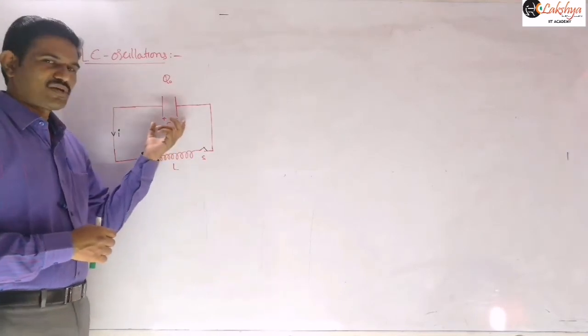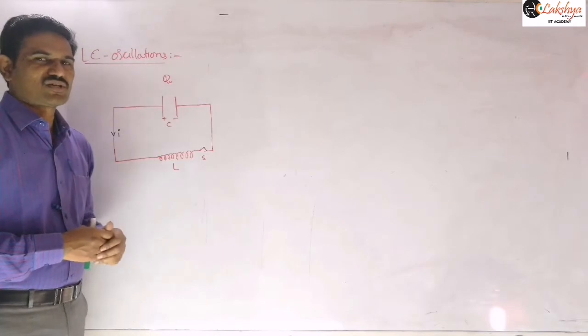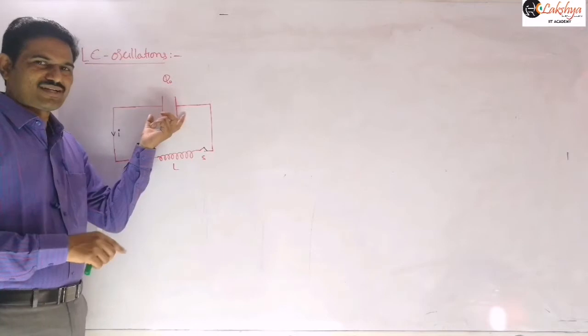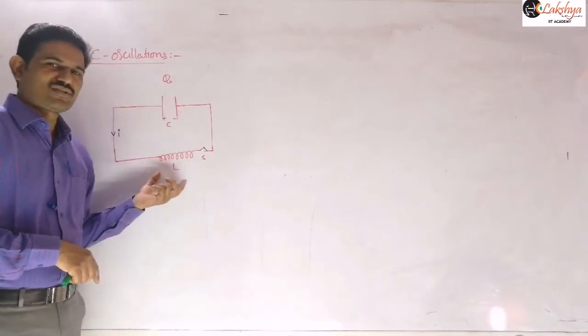So the charge on the capacitor is 0, then the potential difference across the capacitor is 0. Then what will happen is, here the potential and charge are 0, but here a potential difference is there.